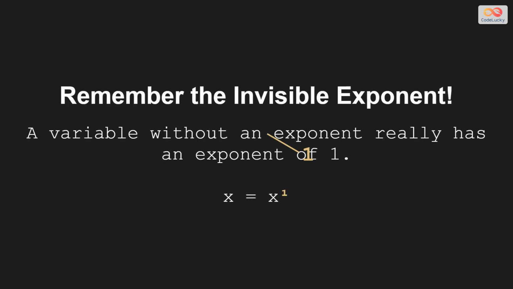A common point of confusion is when a variable appears to have no exponent. Remember that any variable by itself, like x, actually has an exponent of 1. This is sometimes called the invisible one.